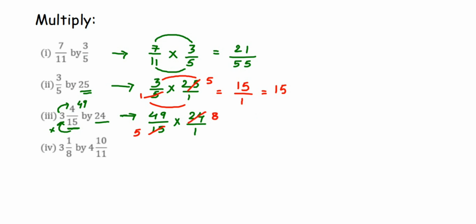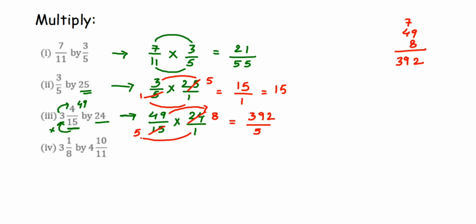Now I cannot cancel anything further, so we have to just multiply the numbers. So 49 times 8, we're going to multiply 49 times 8. So 8 9s are 72, then 8 4s are 32, plus 7 is 39. So we'll get 392. So this is equal to 392 by, in the denominator we have 5 and 1. So 5 ones are 5. So we'll get here 392 by 5. Now this is an improper fraction.